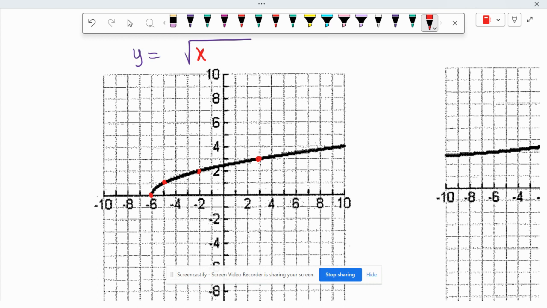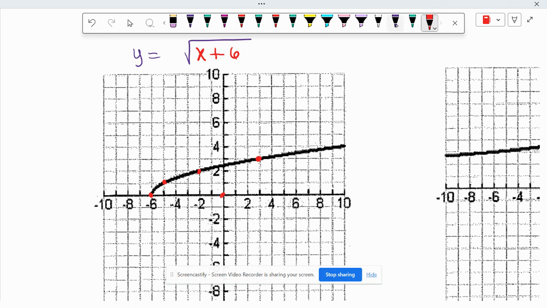But what am I doing to that value? Am I moving it up, or down, or to the left or to the right? It didn't start at 0, 0. Where did it start? So that means I moved it to the left 6 units. What operation tells me to move to the left? When you have a plus on the inside. So that's this function: y equals the square root of x plus 6.